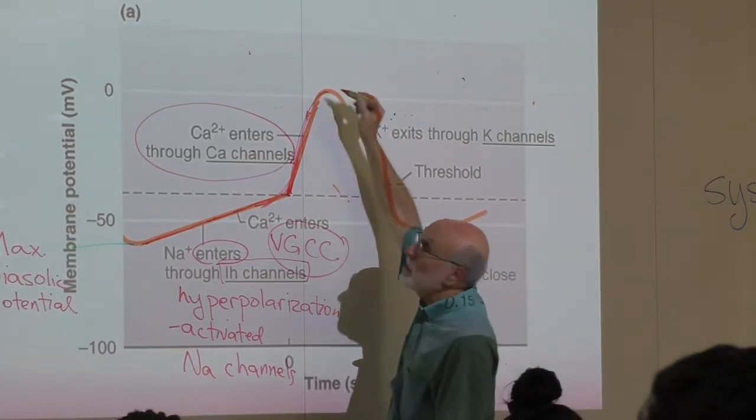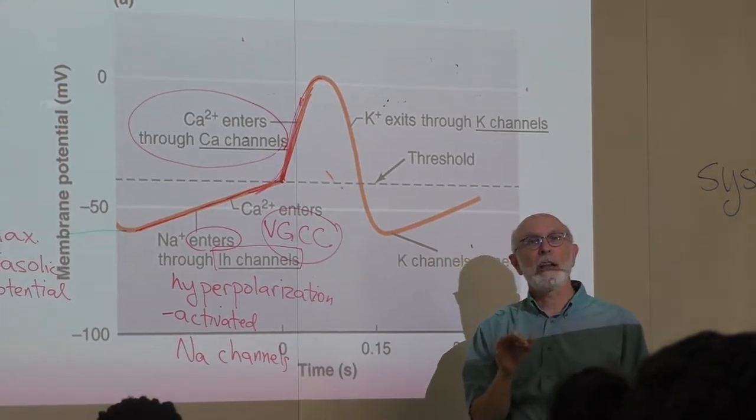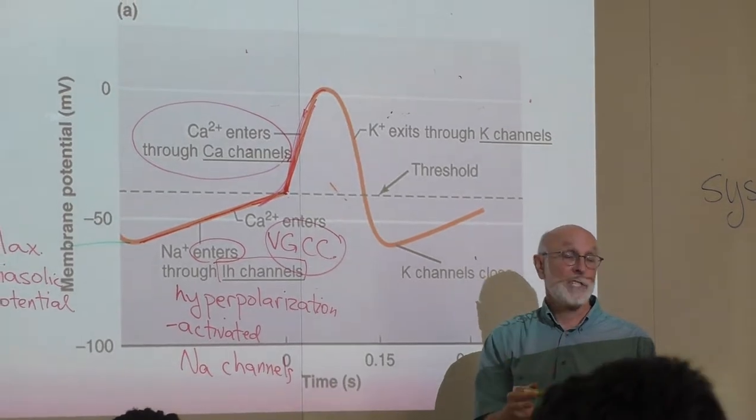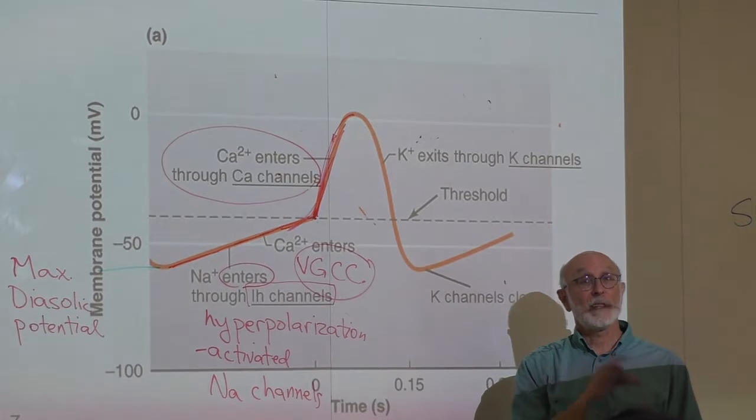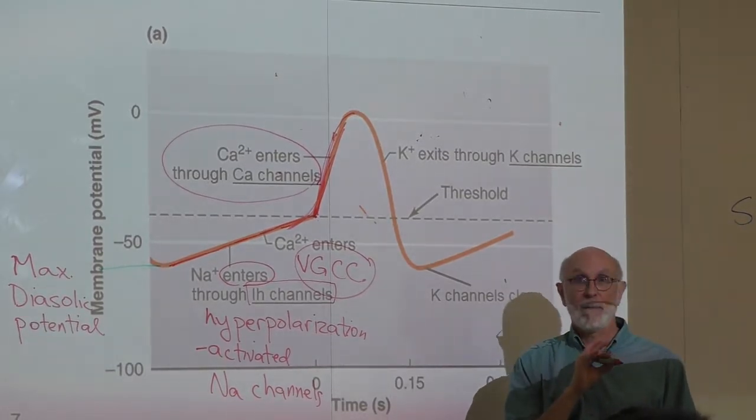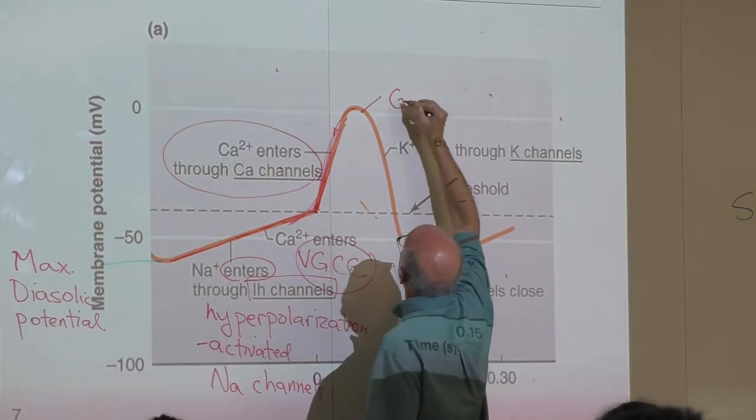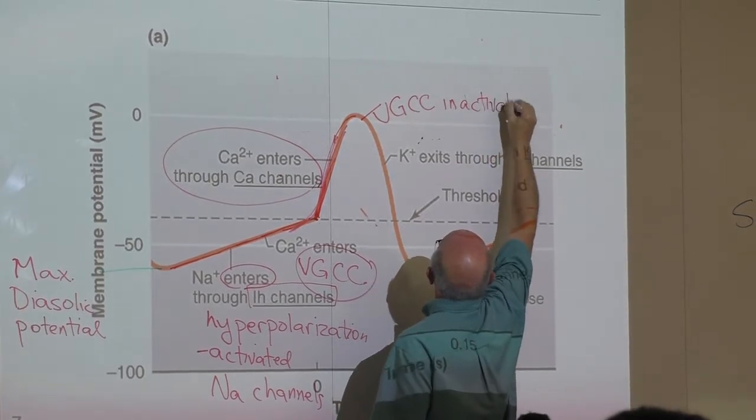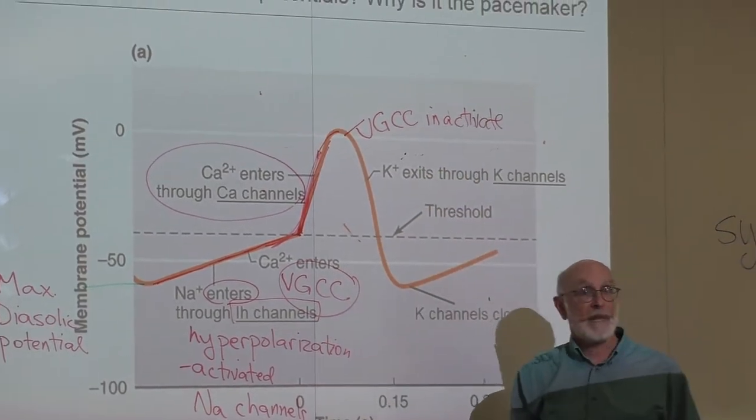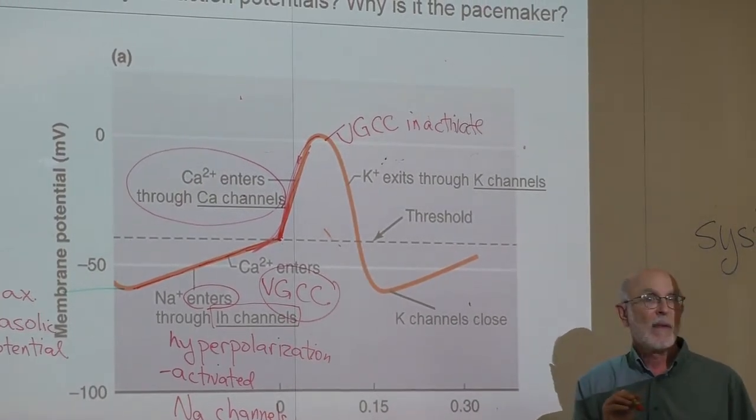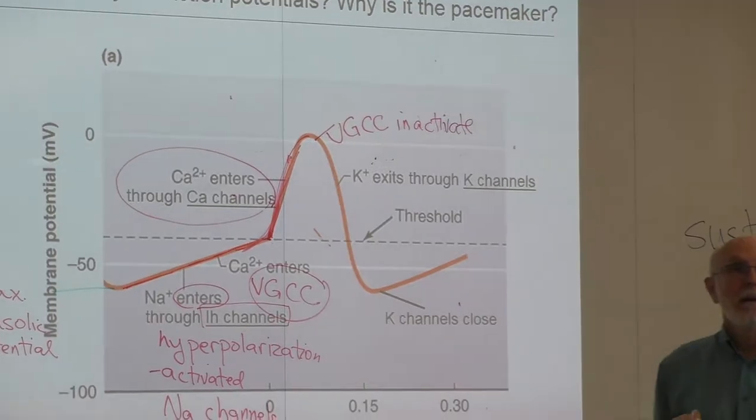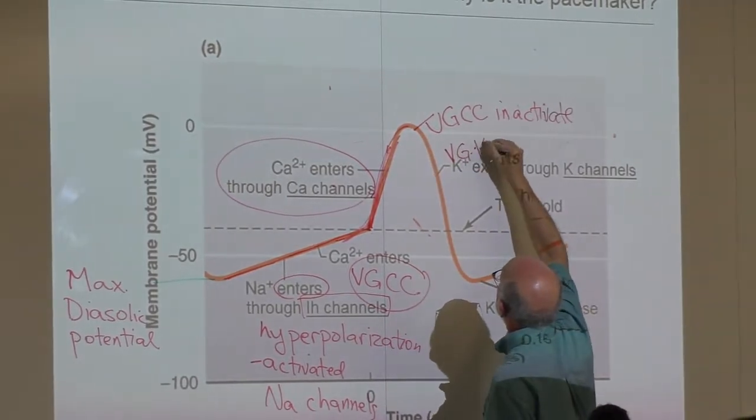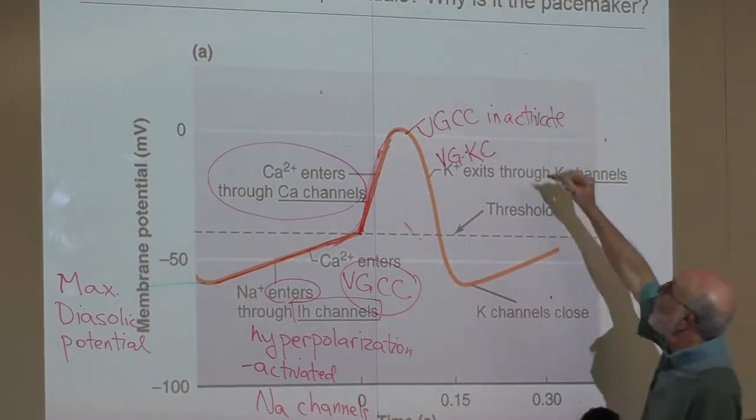Eventually, the voltage-gated calcium channels... what happens after a voltage-gated channel opens and ions flow? What's the next step in voltage-gated sodium channels and voltage-gated calcium channels? Inactivation. Voltage-gated calcium channels inactivate. And what else happens? Voltage-gated potassium channels, voltage-gated K channels, open.